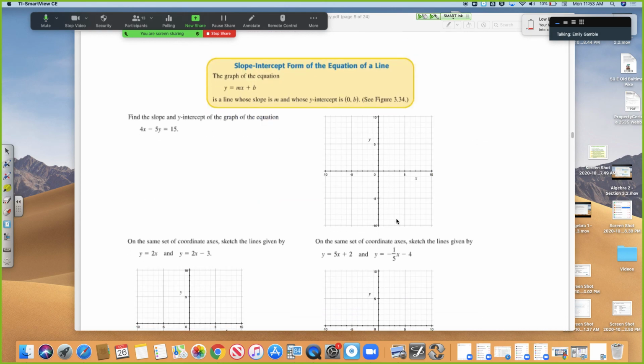All right, so real quick. Slope-intercept form, I already pretty much went over this. It's the formula y equals mx plus b. You basically just solve the equation for y. So I think at this point we should be ready to do this on our own.